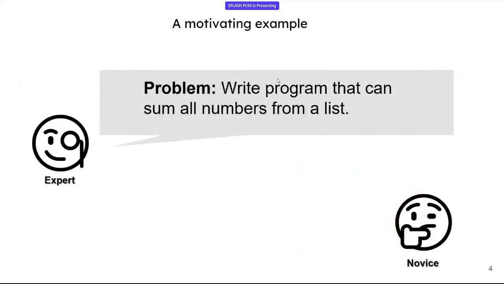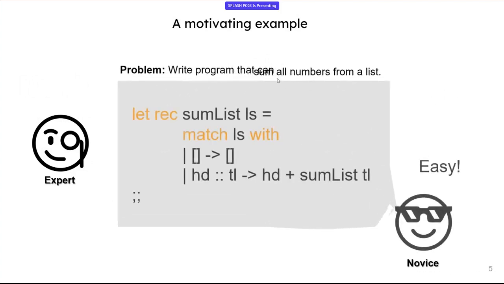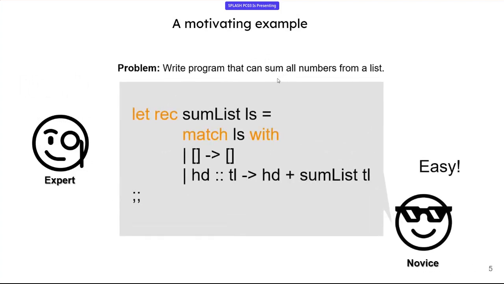To illustrate this, I would like to use this running example. Suppose I ask you to write a program that sums all numbers from the list. And this is a possible code written by a novice in OCaml. Here's a recursive function which uses a match statement with two conditions to do the sum. Clearly, I think we can all spot there's some issue here.